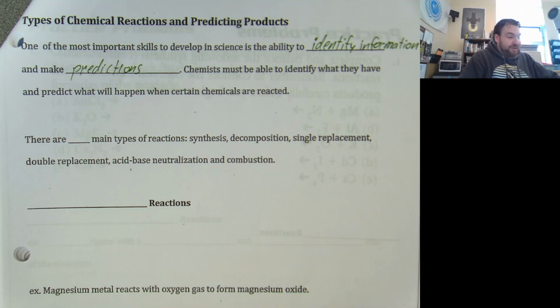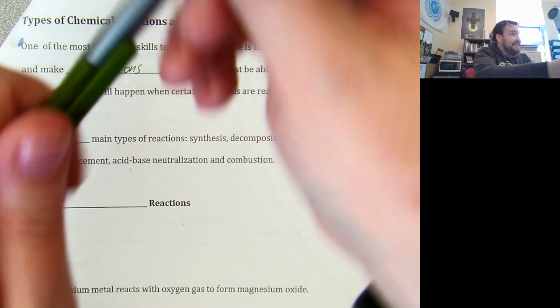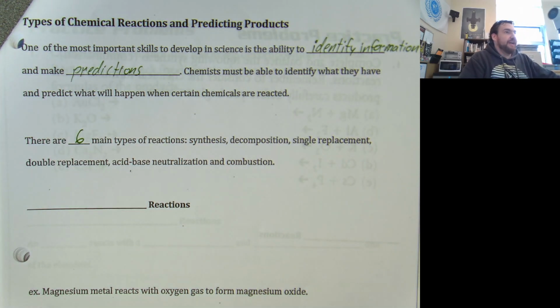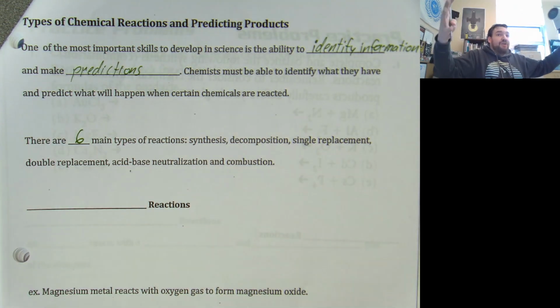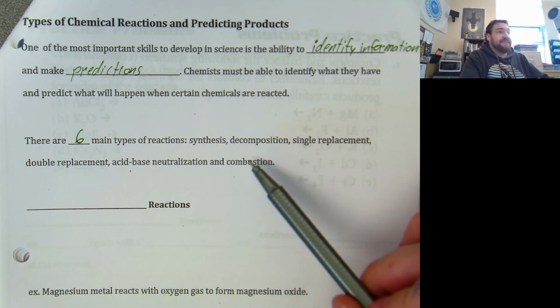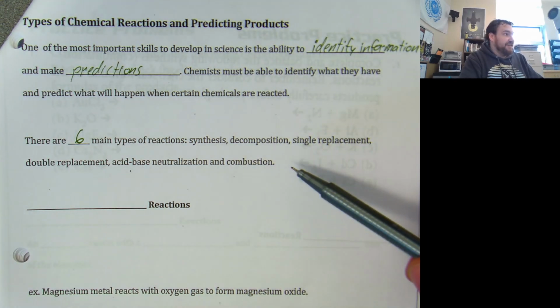So, predictions are important. There are 6 main reaction types that we are going to look at. These are 6 of the most fundamental reactions in all of chemistry. Some of the really big chemical reactions that happen are just multiple versions of these happening at the same time. So these are the 6 that we look at.